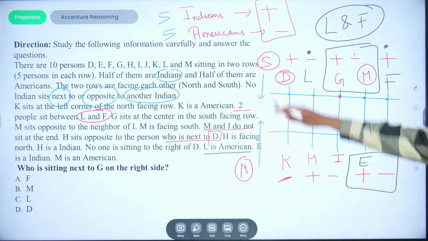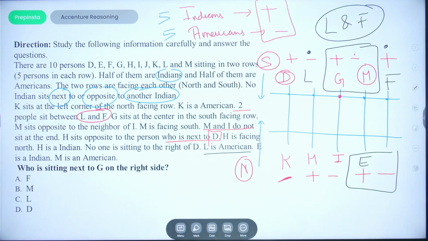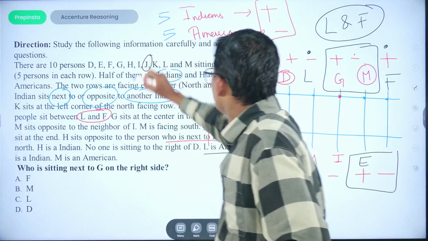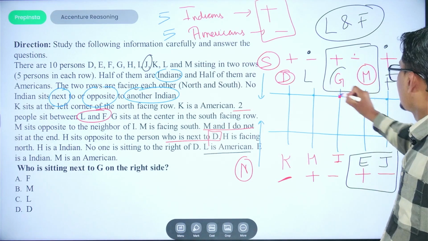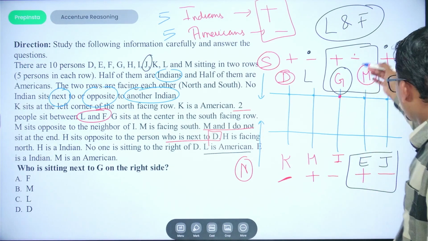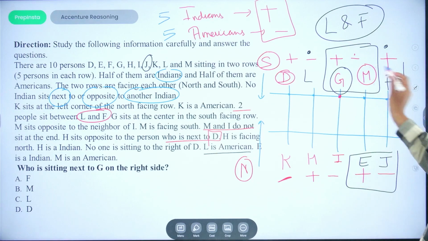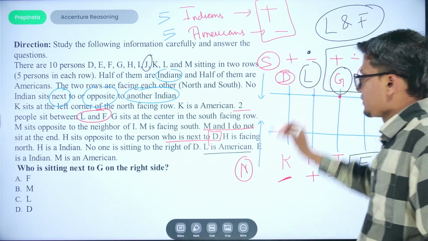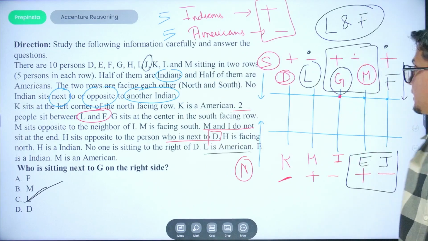Whosoever has been left will come to this particular position. So which of the persons has been left? So from here J is left, right? So J will occupy this position. Now what is the question? Who is sitting next to G? So next to G, who is sitting? To the right side of G. If G is facing the south, right, then right to G would be L. So the right answer would be option C, that is L.